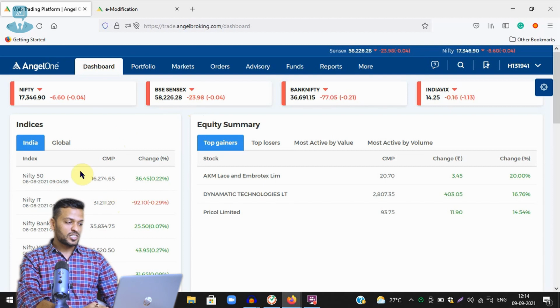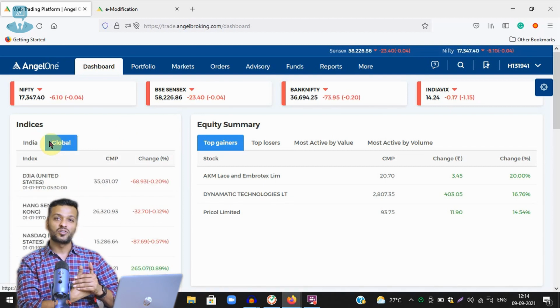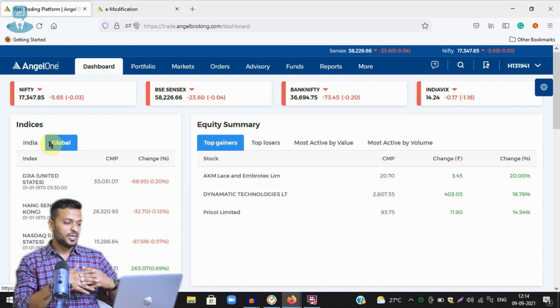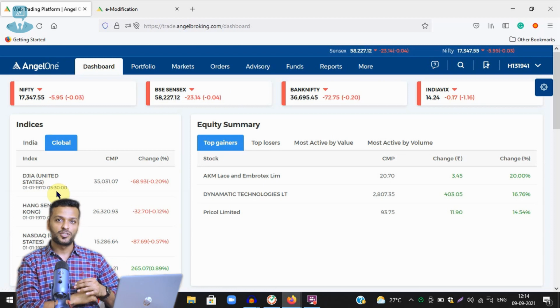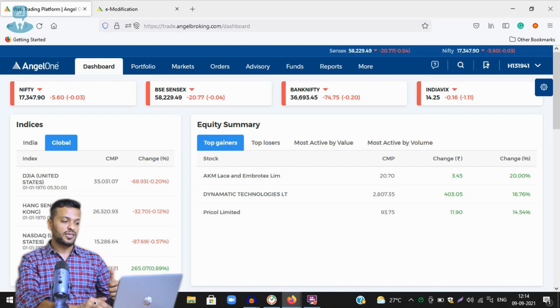Plus you have indices, both Indian indices and the global indices. Normally global indices data is not available on other broker platforms. But on this platform, we can get various information like the Dow Jones Industrial Average, that is DJIA. You have the Hang Seng Index, you have Nasdaq, you have Nikkei. These are the important indexes in the market.